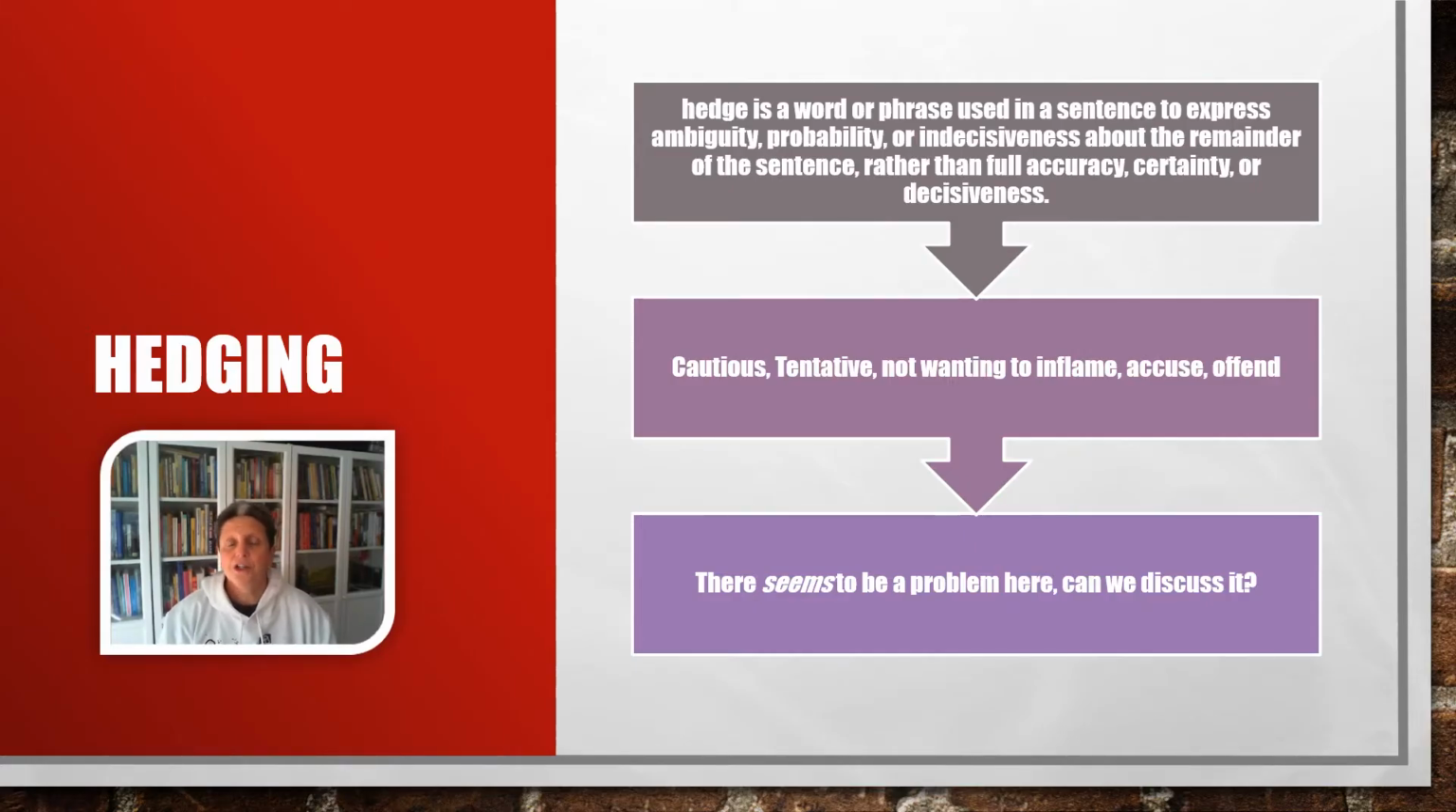We also have hedging in conversations. Now, a hedge is a word or phrase used in a sentence to express ambiguity, probability, perhaps they're indecisive, and so they will try then to avoid stating something in a harsh way, or perhaps they don't wish to be too confronting. So with hedging, you can always identify it if someone's being cautious. They don't want to inflame, they don't want to start an argument, they don't want to offend anybody, they don't want to accuse somebody. So for an example, if someone says, there seems to be a problem here, can we discuss it? Rather than, you're a problem and you need to listen.